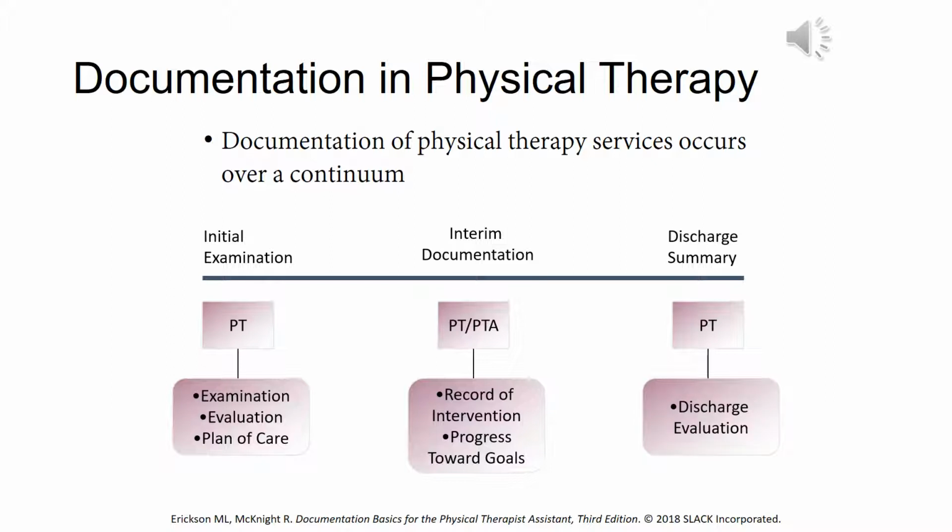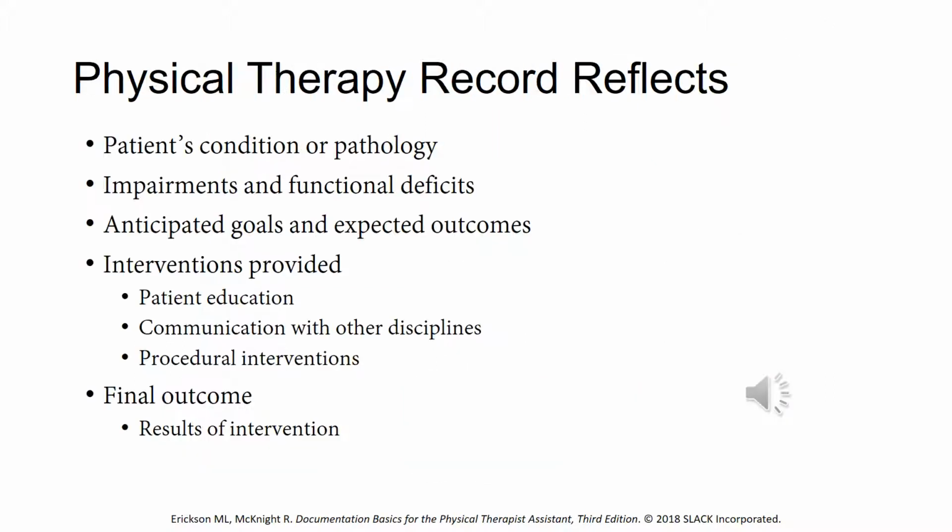We already know at this point that documentation in physical therapy occurs with the initial examination, the interim documentation, which is your daily notes. It could be a progress note, or it could be a reevaluation or a reexamination, and at discharge. We've also been over this, but here's a condensed version. We want the PT record to reflect the patient's condition or pathology. Want to include those impairments and functional deficits, their goals, and their expected outcomes.